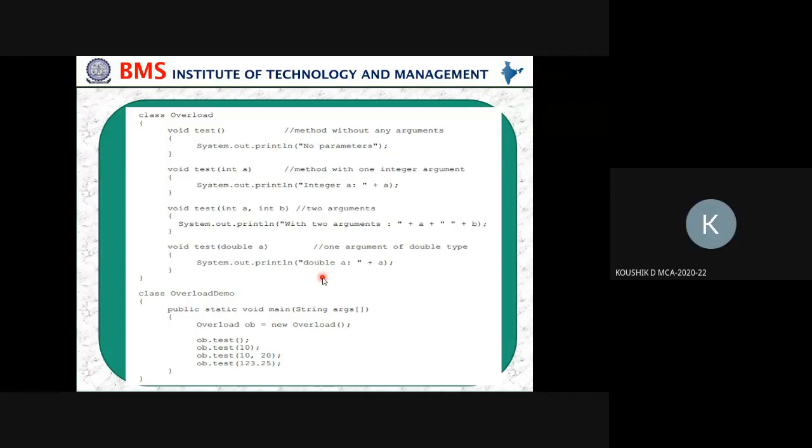All the functions of overload will be called. Yeah, first one, no parameter. Second one, 10. Next one, 10 20. Yes. First one, no parameter. Second one, integer a 10. Third one, with two parameters, 10 20. Fourth one, double a 123.25. That is your output for this program. Yes, any doubt regarding this overloading?